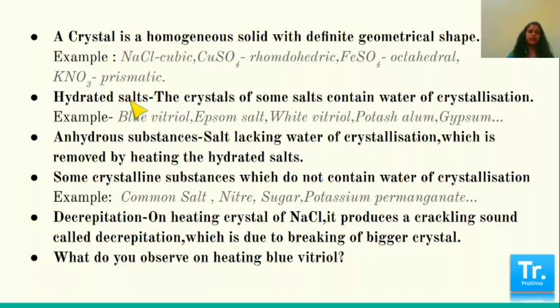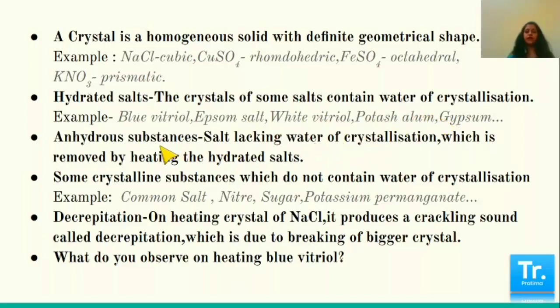So the crystals of some salts contain water of crystallization. For example, blue vitriol, Epsom salt, white vitriol, potash alum, gypsum. These are some of the crystals which may or may not have color, but they have certain water of crystallization. I would suggest, please learn the chemical name, the common name and the formula of all those salts mentioned in your text in this particular chapter.